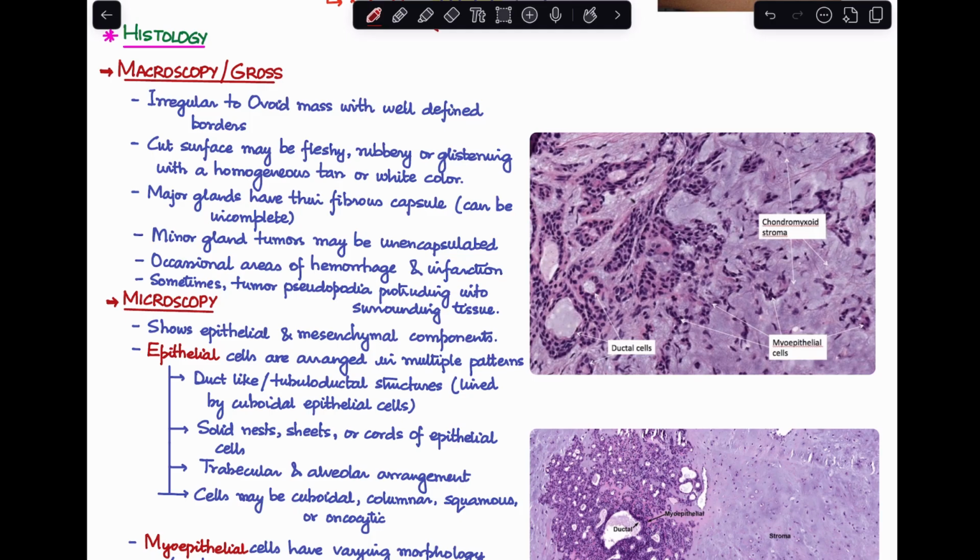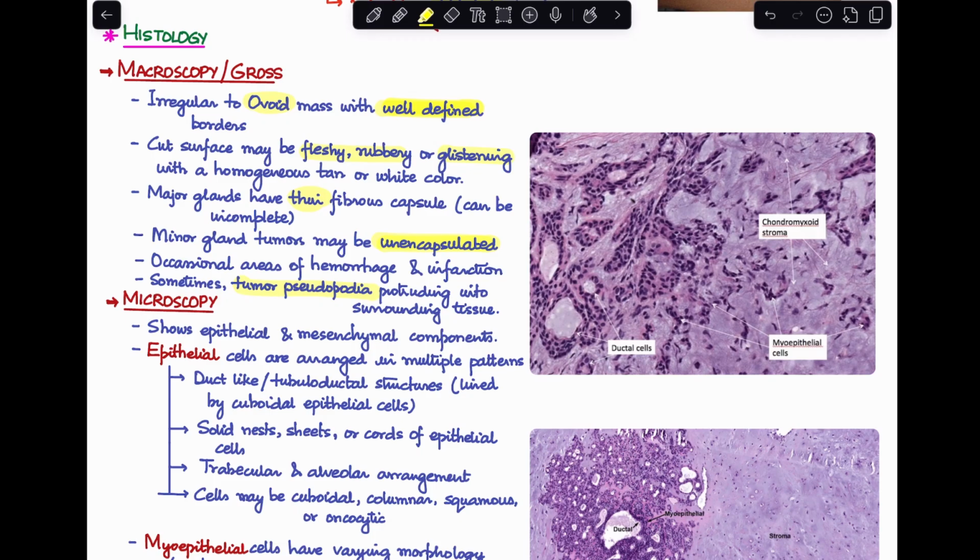If you look at the gross tumor, it will be an irregular to ovoid mass with well-defined borders. When you see a cut surface, it may be fleshy, rubbery, or glistening with a homogeneous tan or white color. Major glands have a thin fibrous capsule, but sometimes the capsule can be incomplete. Minor salivary glands are unencapsulated. Sometimes you may see areas of hemorrhage and infarction, and sometimes tumor pseudopodia protrude into the surrounding tissue.